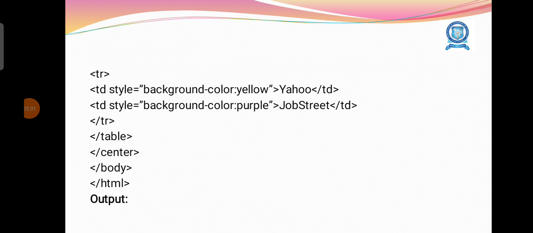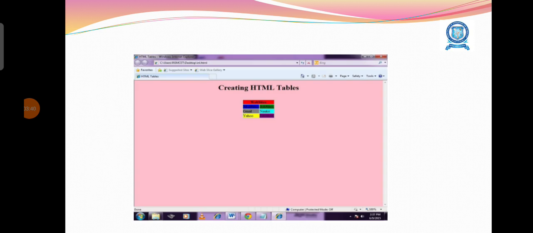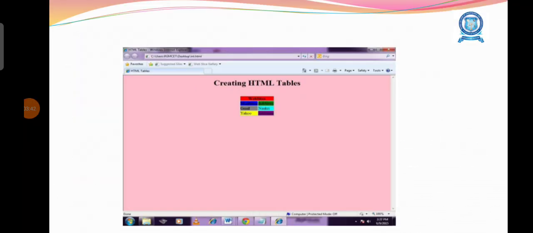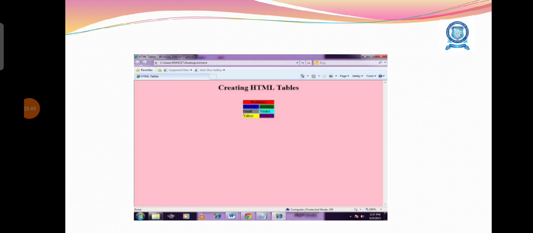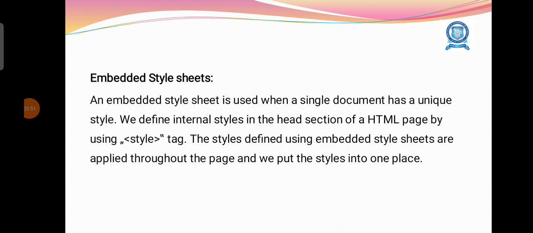So in the inline CSS, we have to mention the style properties with the particular tag, inside of particular tags. So for example, we are getting the web page like this by applying the previous style attributes in the table tags. Then an embedded style sheet is used when a single document has a unique style. That is, initially we have to mention the particular styles so that the style configuration will be applied to the entire document.